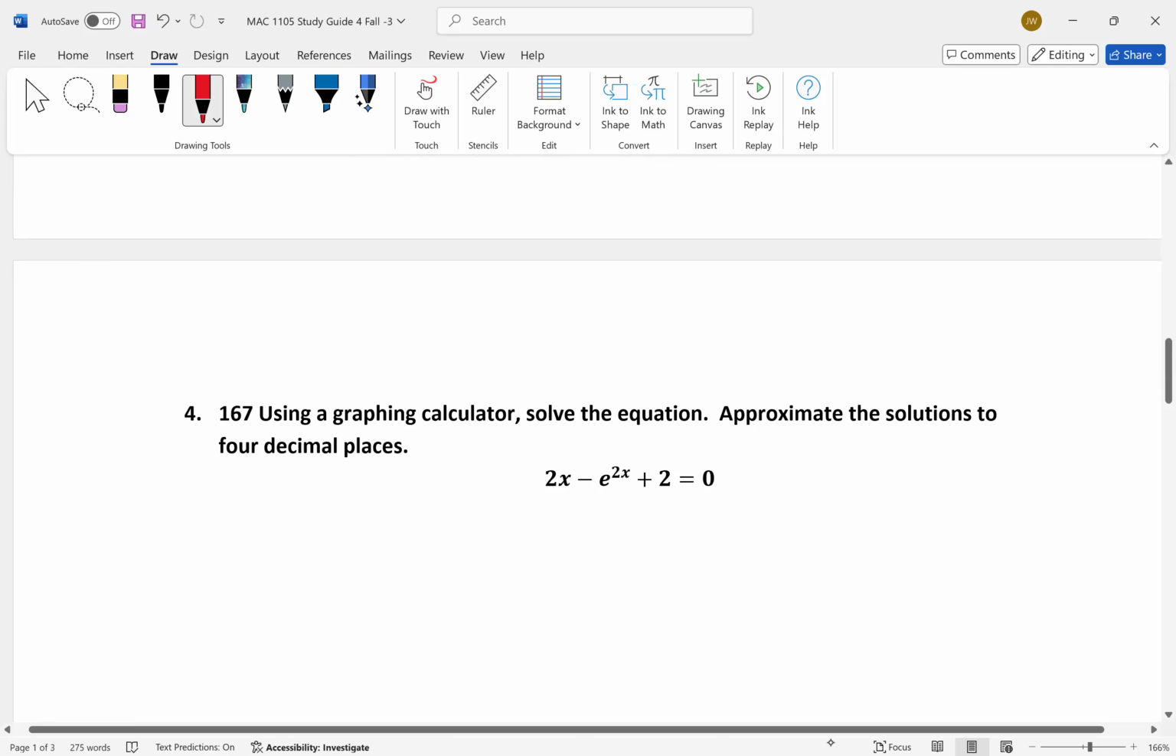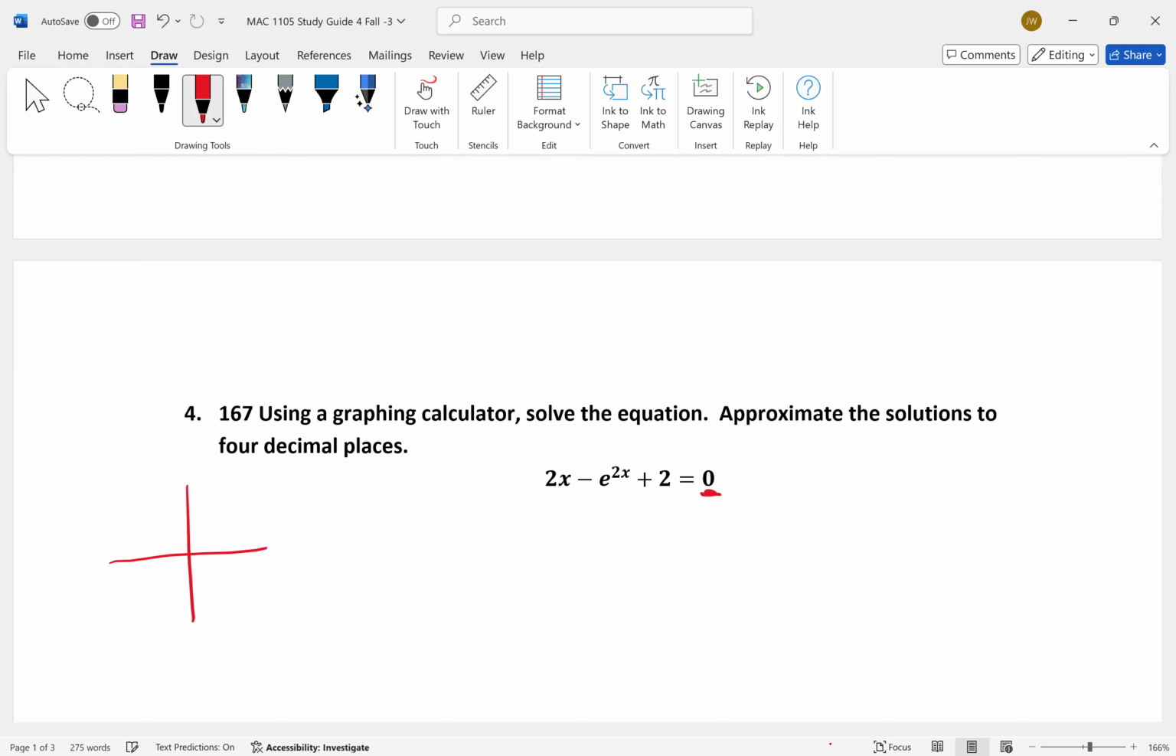Okay, so here we give you a great big hint. Using a graphing calculator, solve the equation. Approximate the solutions to 4 decimal places. Note, we're looking for where it equals 0. So when I plug this equation, y equals 2x minus e to the 2x plus 2, into my calculator, I get a graph that looks something like this. So as you see, there are 2 zeros.